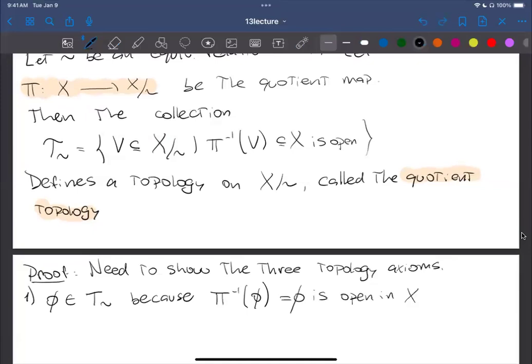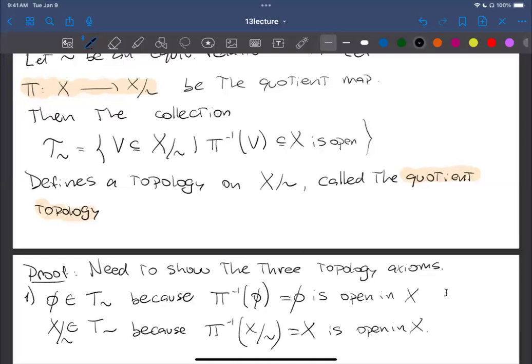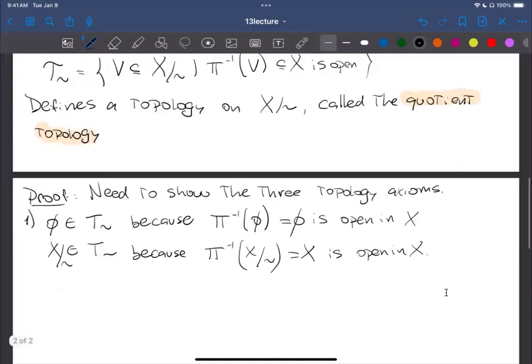Because, well, we have a topology, and the topology of X satisfies this axiom. Then second part of first axiom, the entire quotient space lives in the topology because the preimage of the quotient map is just going to be the entire domain, which is also open. So very formally, our T tilde will satisfy the first axiom.